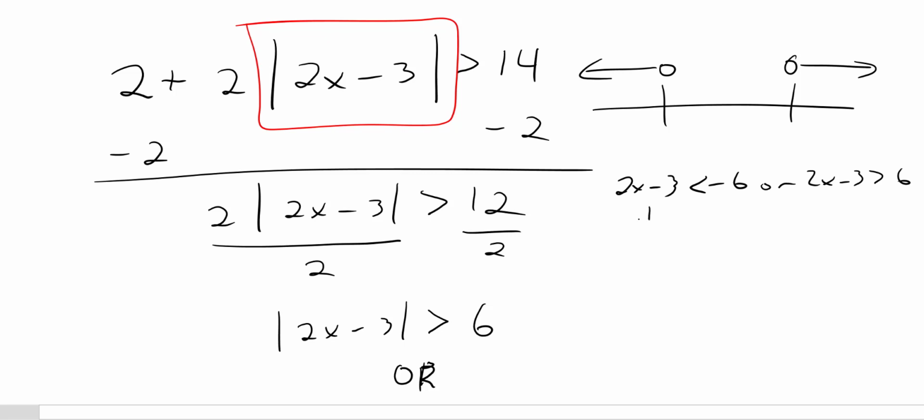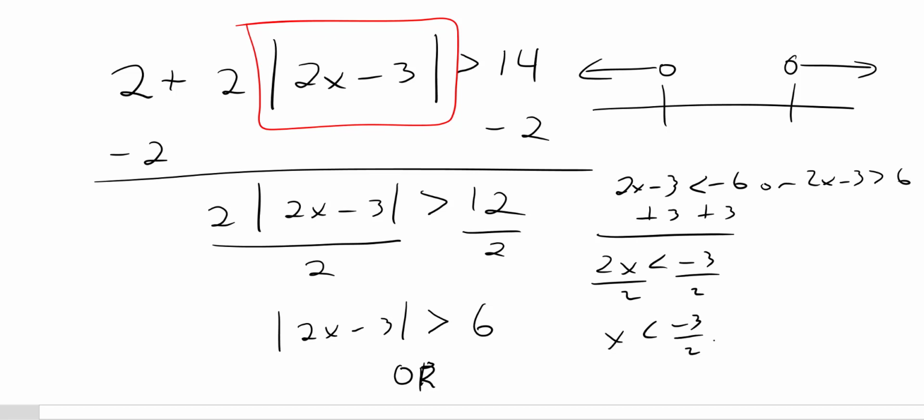So we add 3 to both sides, so we get 2x is less than negative 3 and divide by 2. So x is less than negative 3 halves. So what? It's a fraction. I don't care if you give it to me as negative 3 halves or negative 1.5. It really doesn't matter to me. Okay? And then I'm going to add 3 to this one. So I get 2x equals 9 and divide by 2. So x is 9 halves.